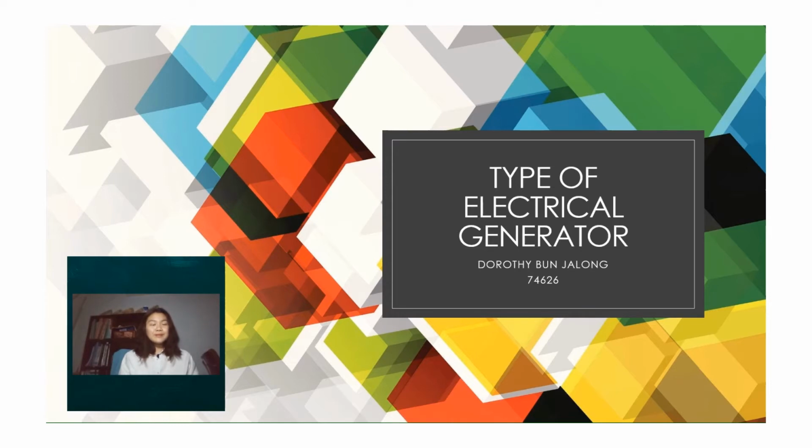Hello everyone! As time goes by, our source of energy has evolved from lightning strikes to renewable sources of energy that have been discovered by humans since 1752. Now, I would like to dive more into the topic of nuclear as our electrical generator. Before that, my name is Dorothy and my metric number is 74626.